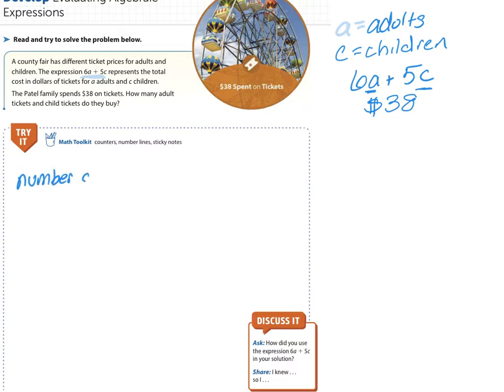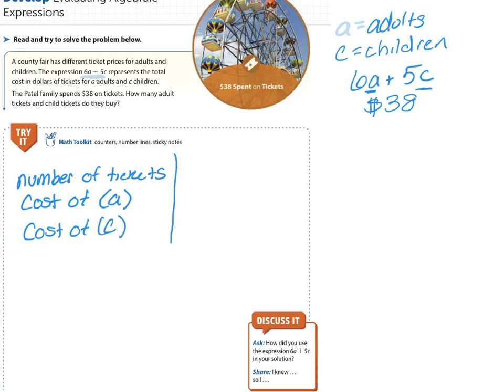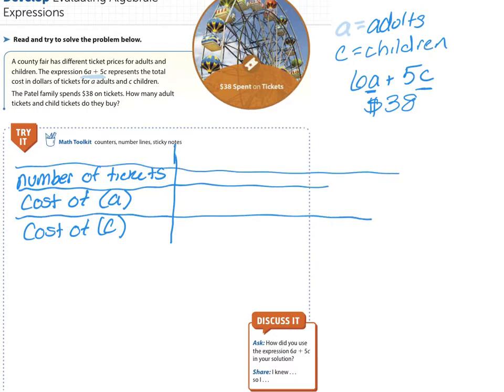My first column here, my first row, is going to be number of tickets. I'm also going to put here the cost of an adult ticket, and that's A. And then I'll put the cost of the child. And I probably should have put that as C, sorry, if I want to be consistent. So that's going to be C. Now my chart, nothing fancy. Just putting this in here.